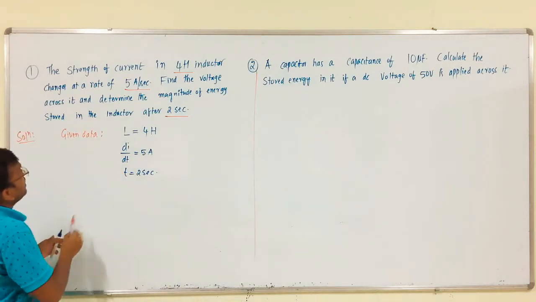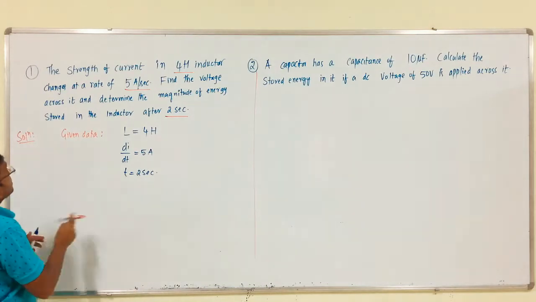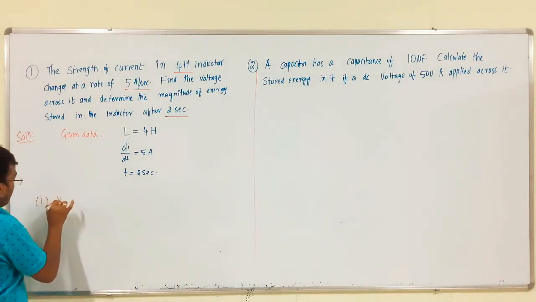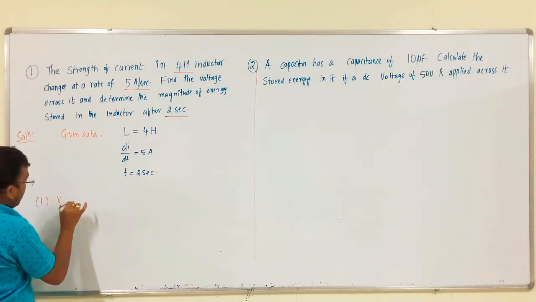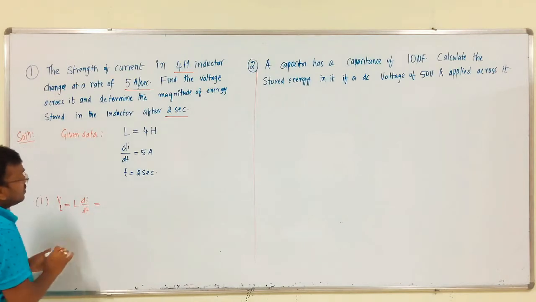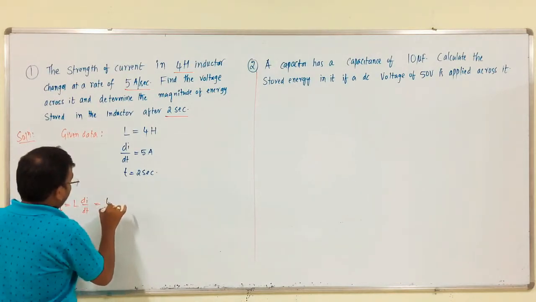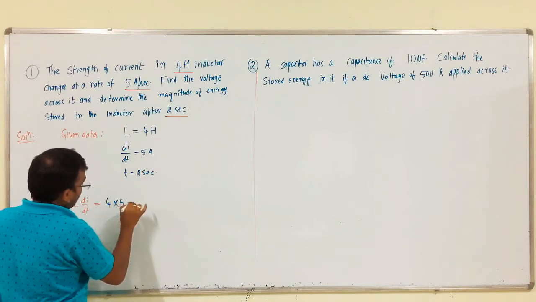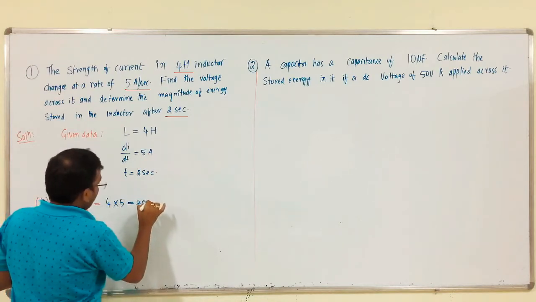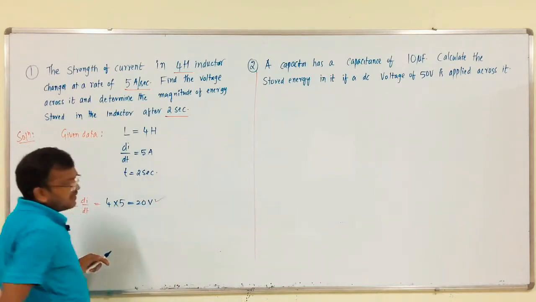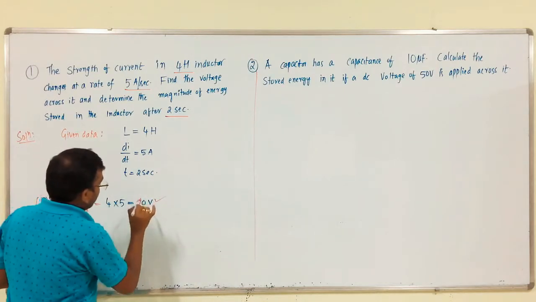So, we all know that the voltage across it, that is VL, first one, VL is equal to L into di by dt, right, which is equal to the value of L into the rate of change of current, that is 4 into 5, which is equal to 20 volts. This is the first one, voltage across it.